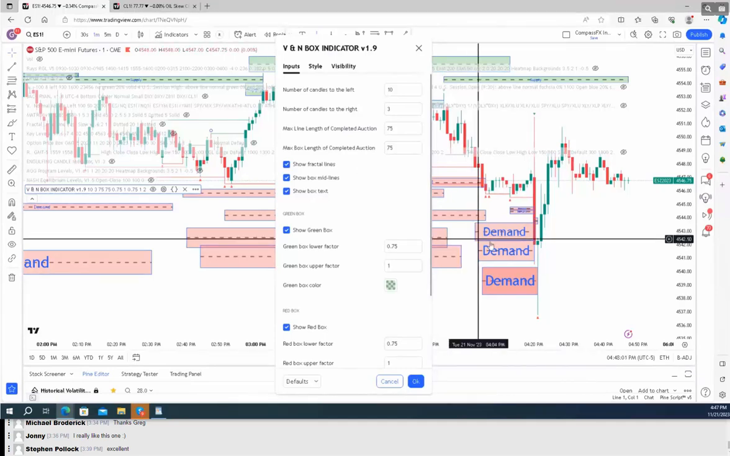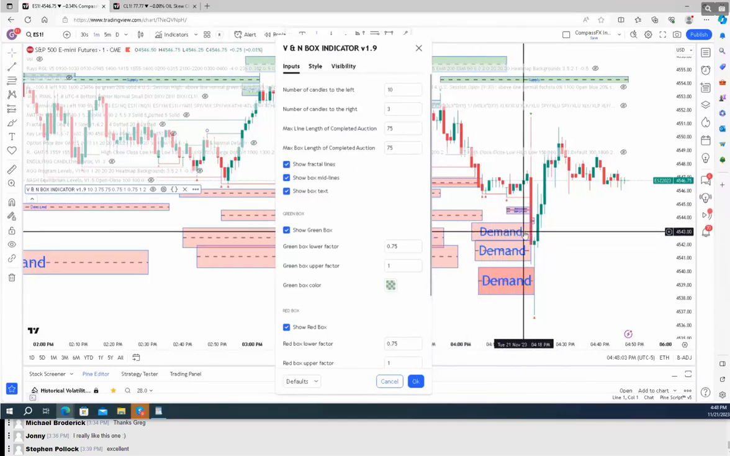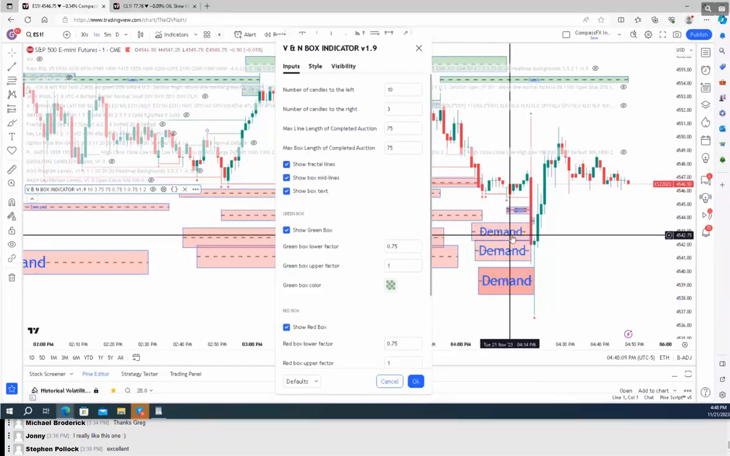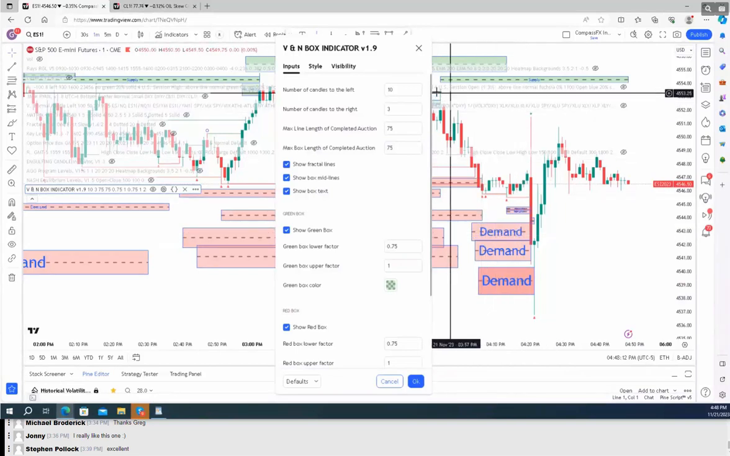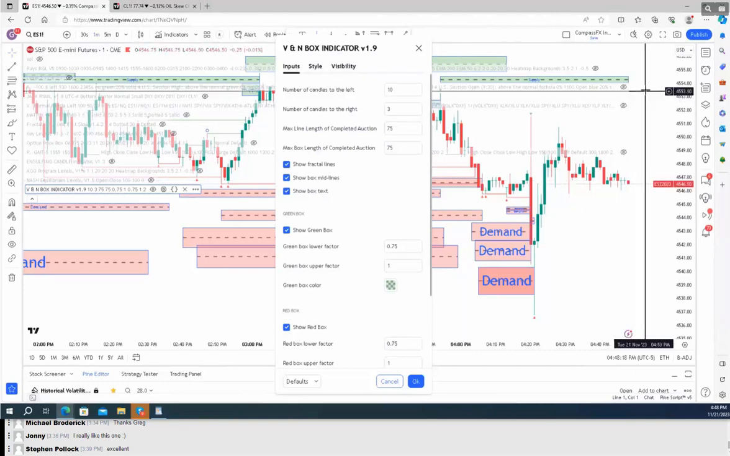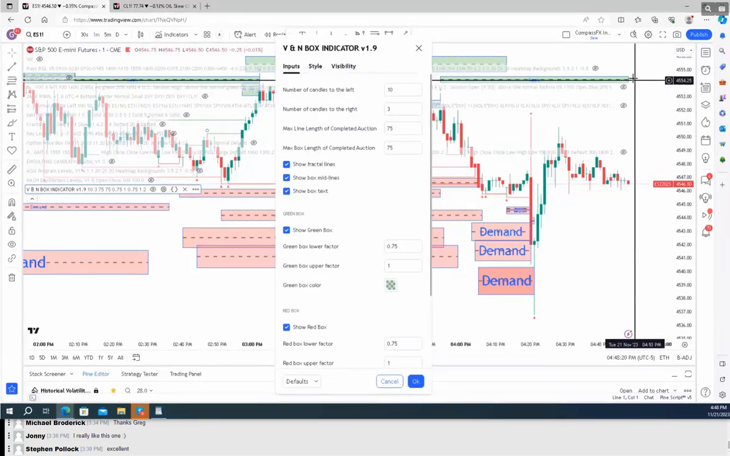And then the boxes stop when a candle breaks them. So that's why you'll see some of these boxes shortened and then some of them are long, and that's controlled by this. So what I did in here was you put in a number that says how far out do you want this box to draw, before it doesn't mean anything anymore or whatever. So that's that.